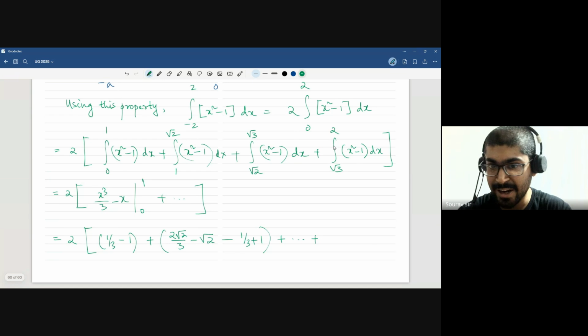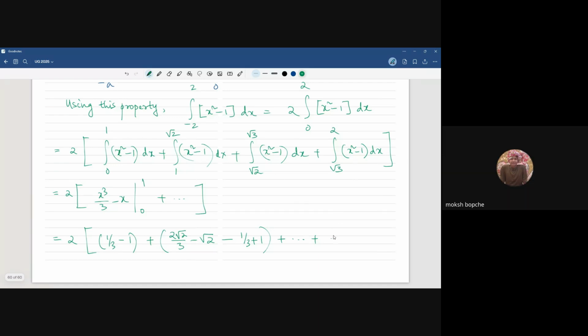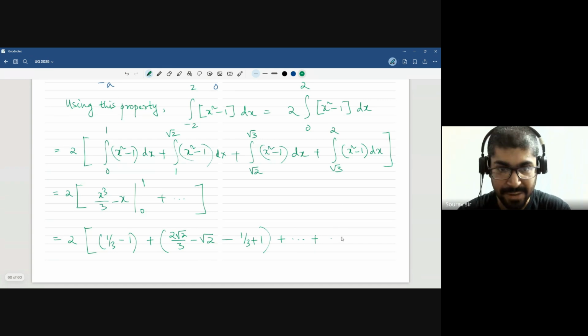Root 3 will cancel, right? And only that 2 will remain. Root 3 should cancel on both sides. Yes, sir. Root 3 will cancel, and we will be left with 2. 8 by 3 minus 2. That is 2 by 3. Oh, you are giving the final value. Okay, fine. So that is 8 by 3 minus 2.